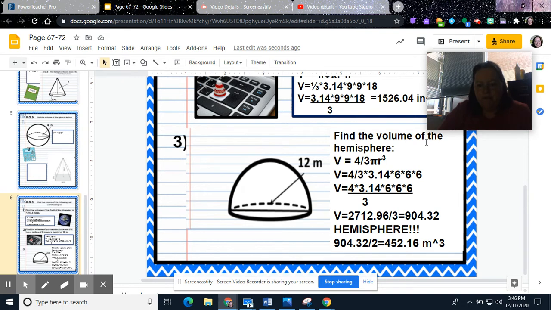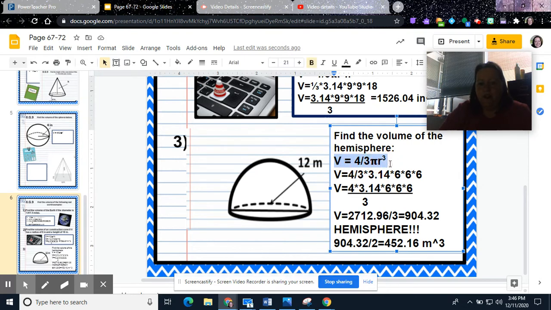And finally, if we want to find the volume of a hemisphere, this is half of a sphere. So we're going to start with the sphere formula, 4/3 pi r cubed. So then when we plug everything in, we get 4/3 times 3.14 times, now this time they tell you that the diameter is 12. So if the diameter is 12, that means the radius is 6. 12 divided by 2 is 6. So 6 times 6 times 6.